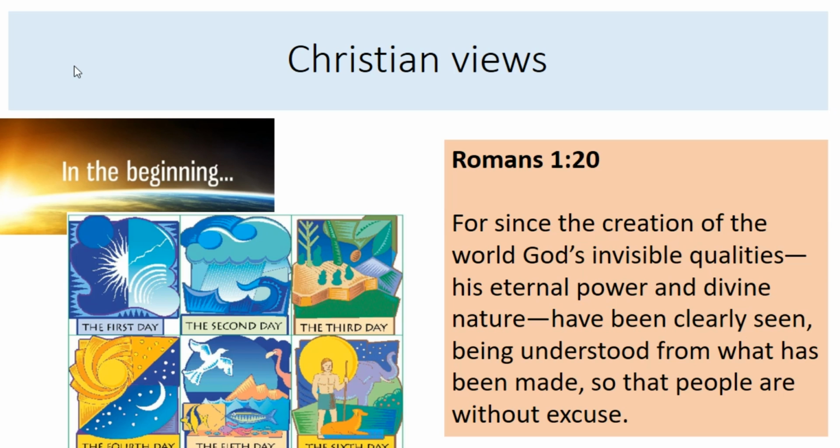So it says there, for since the creation of the world, God's invisible qualities, his eternal power and divine nature have been clearly seen, being understood from what has been made, so that people are without excuse. And what that means is that people are without excuse to believe in God because his nature is being clearly revealed through his creation. So think back to the first lesson of this unit about revelation.